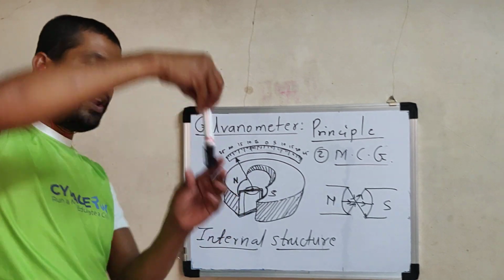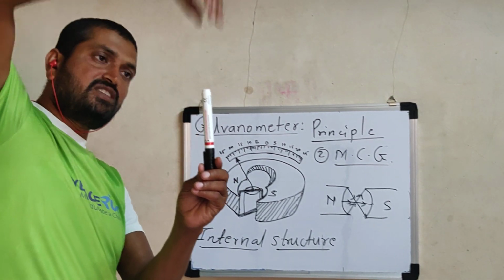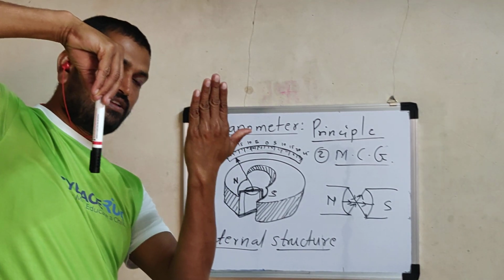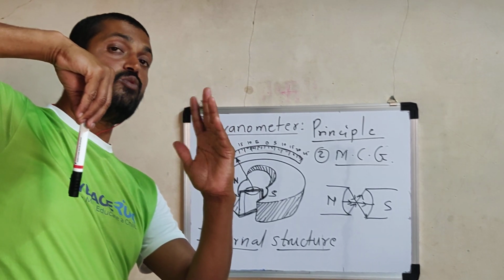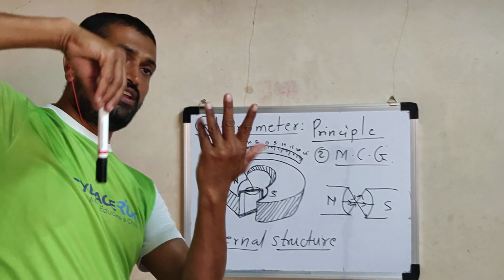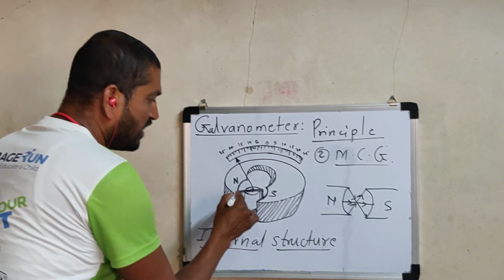So that it is free to rotate about this point of suspension. About this thread, this coil can easily rotate. It means if it is acted upon by torque, or by two equal and opposite forces, then it can rotate. It is free to rotate. So this is a rectangular coil.